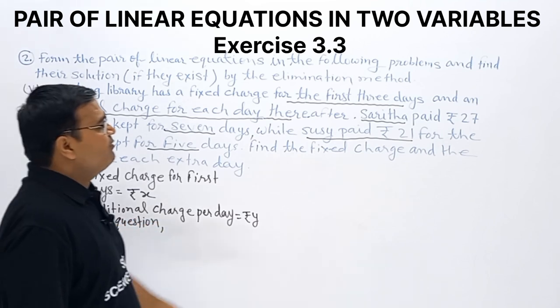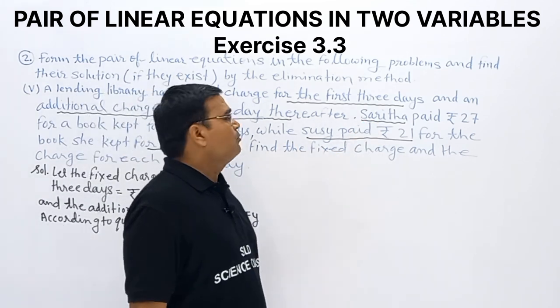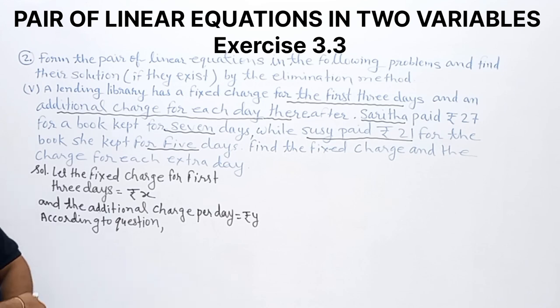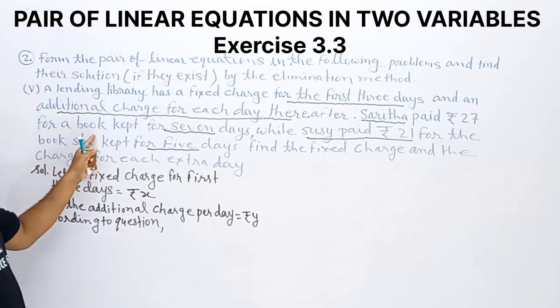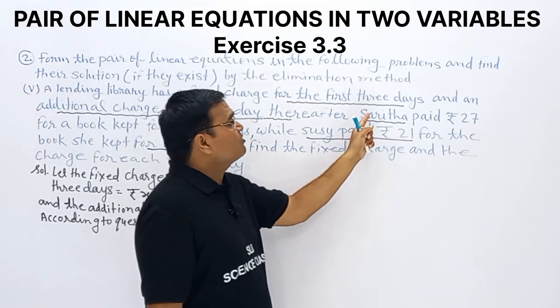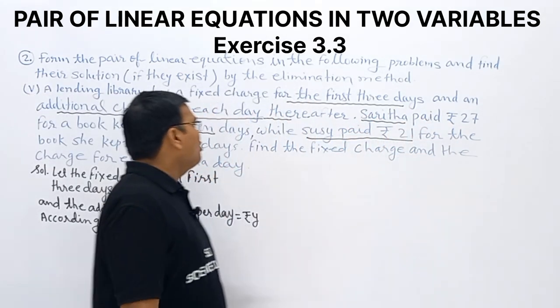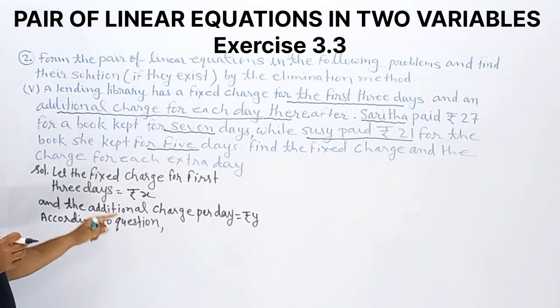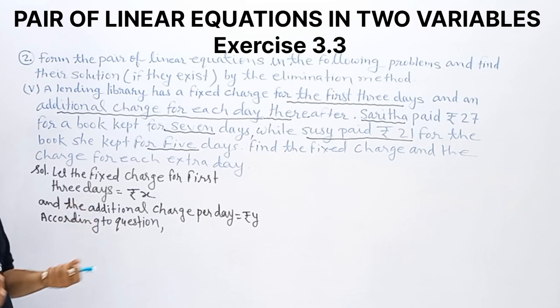we have two conditions. One is Sarita and the other is Susi. They are taking books from the library. Sarita paid rupees 27 for a book kept for 7 days. It means 3 days X rupees, and the remaining 4 days she will pay extra. Out of the 7, 3 days will be the fixed charge and the remaining 4 days charge she will pay extra.